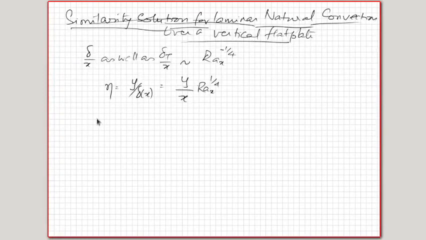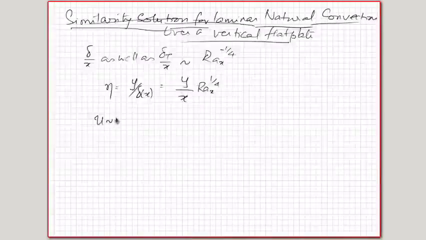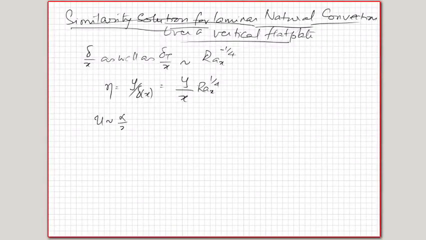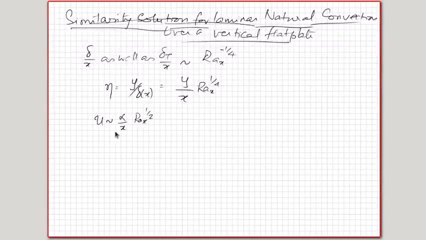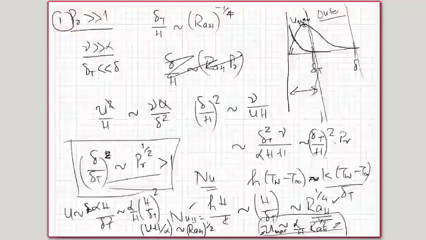Okay, so this is done. Then we also know that u goes as alpha by x into Rax to the power of half. Okay, so this is something which we have also seen somewhere here.